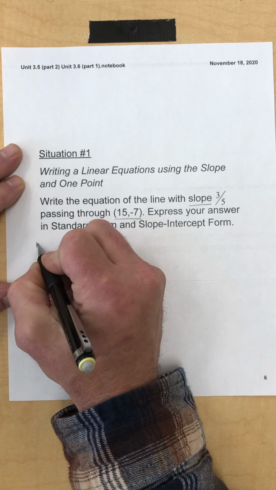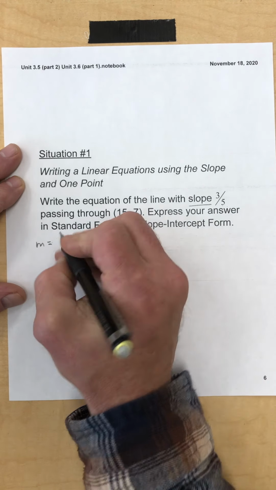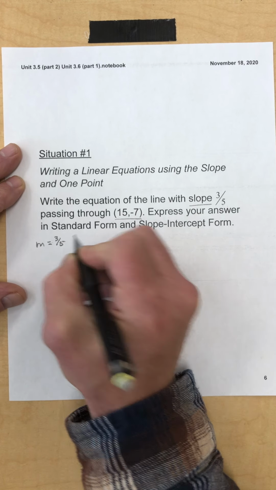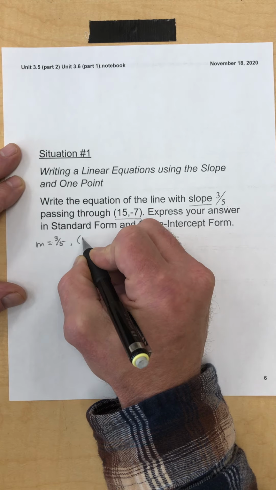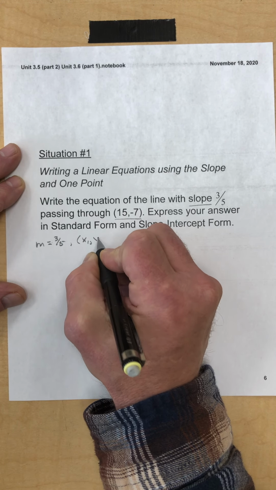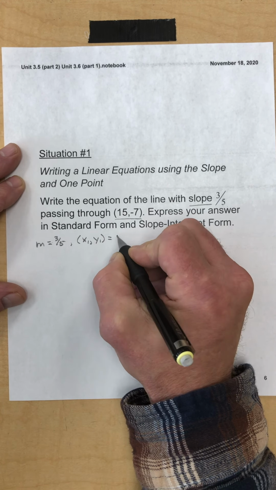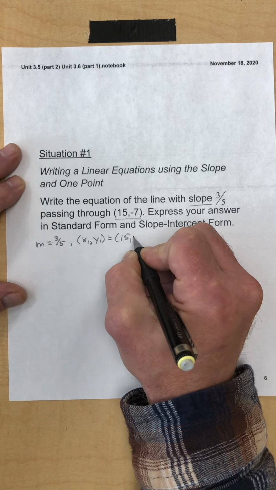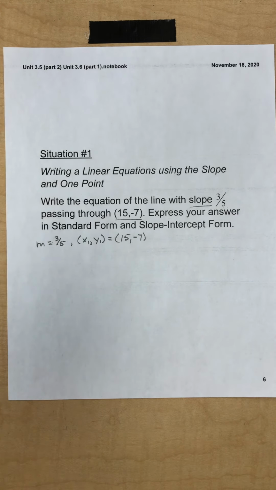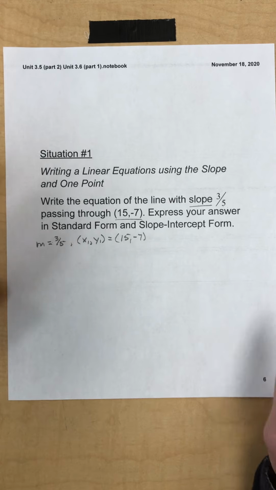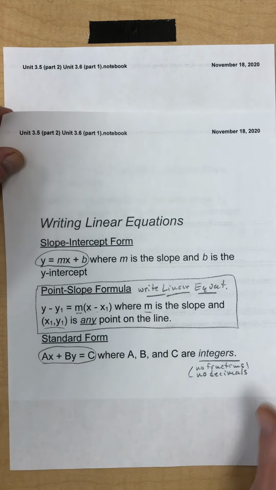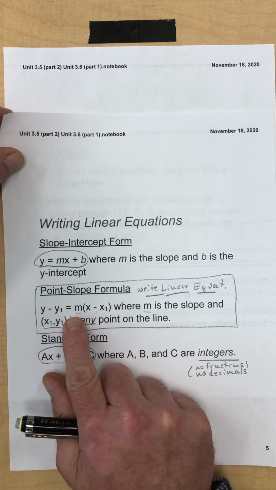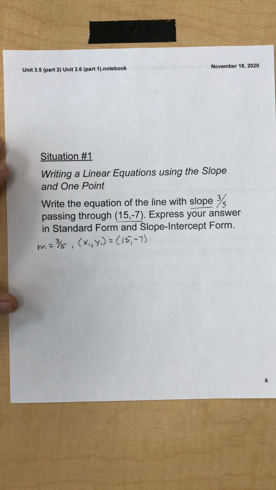Okay? So your slope is 3/5, and the point they give you, which in the point-slope formula they write as x sub 1, y sub 1, would be (15, -7). All right, so you always start with the same thing. You start with the point-slope formula right here. We have to use this guy, the point-slope formula, to start these types of problems.